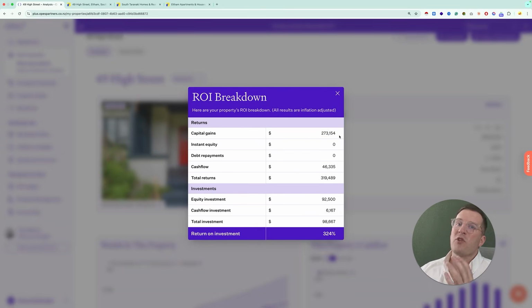$273,000 is the projected number, and that's after adjusting for inflation. Same thing with cash flow. We can see the total returns and the total investment that this property would require. Remember, it's a 30% deposit because it's an existing property, so that's why the equity investment is $92,000 in this case.